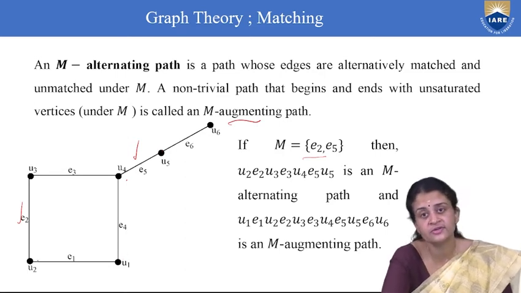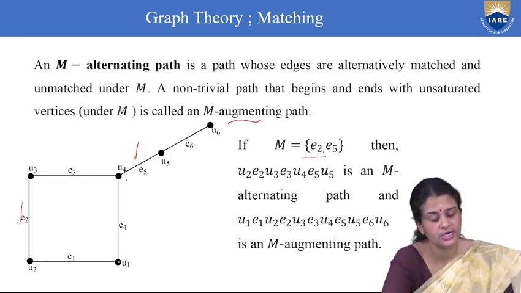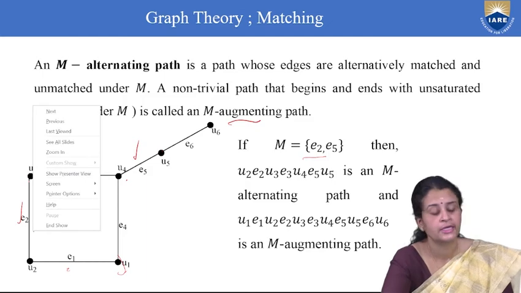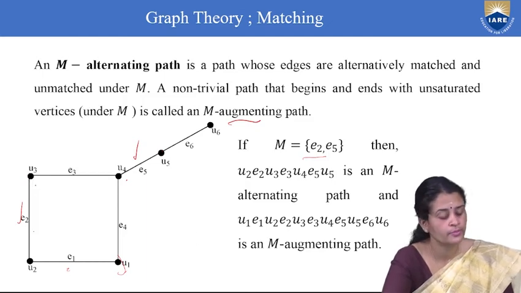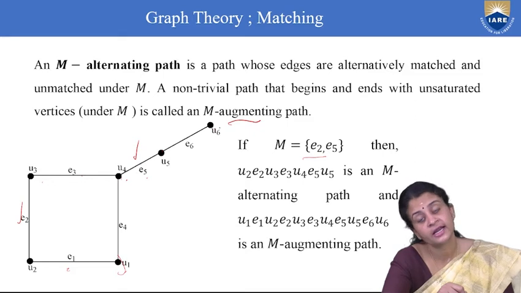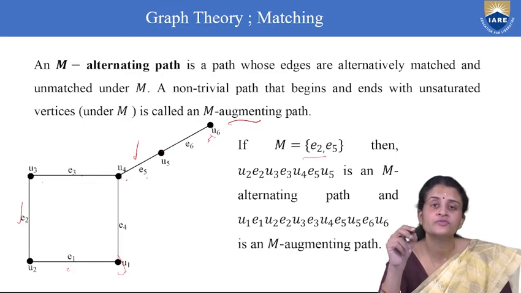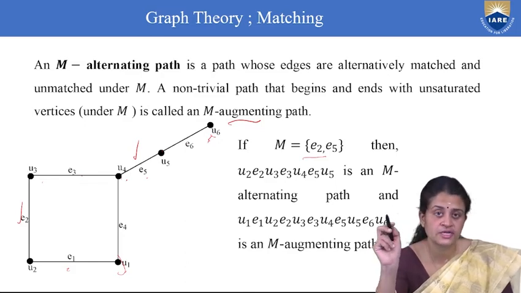So here, if you are starting with this U2, it is a saturated vertex, because U2 is incident with this edge E2 which is a part of this matching. So you cannot start with it. We have to start with this U1. Then U1, E1, U2, E2, then this one, U3, E3, U4, E5, U5, E6, and ending with the unsaturated vertex U6. That is a path which starts and ends with an unsaturated vertex.